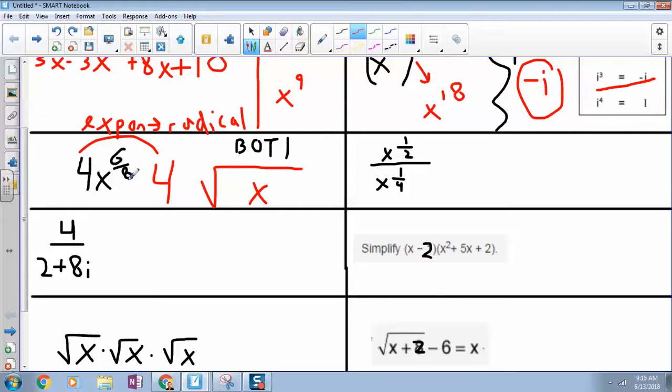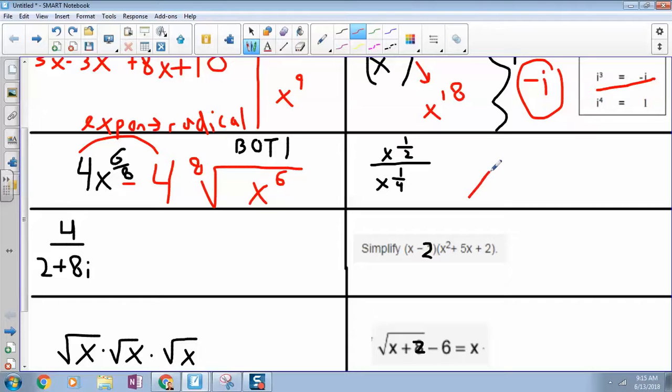So the bottom number is going to go on the outside, 8 is going to go on the outside, and 6 is going to go on the inside. Thank you, Mr. Bowtie. So bottom, outside, top, inside. Alright, so now we got a division problem. So remember, when we multiply exponents, we add. When you divide exponents, you subtract. So this would actually end up being, the x's are going to stay.